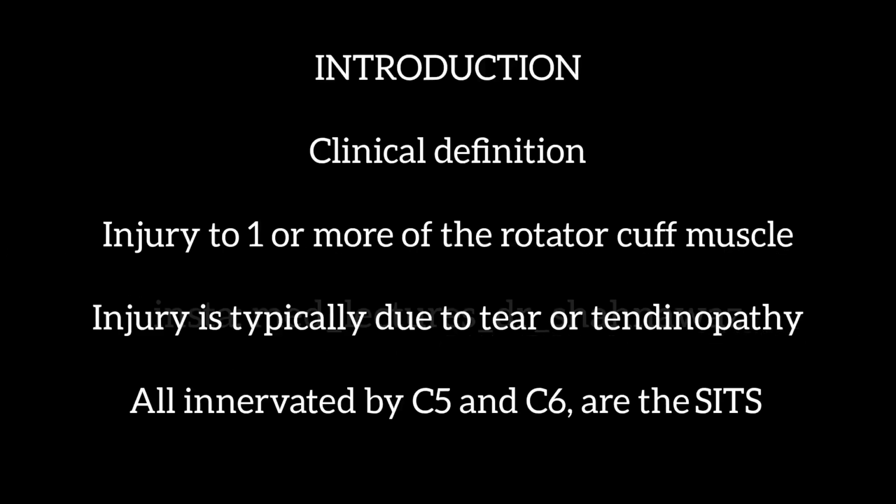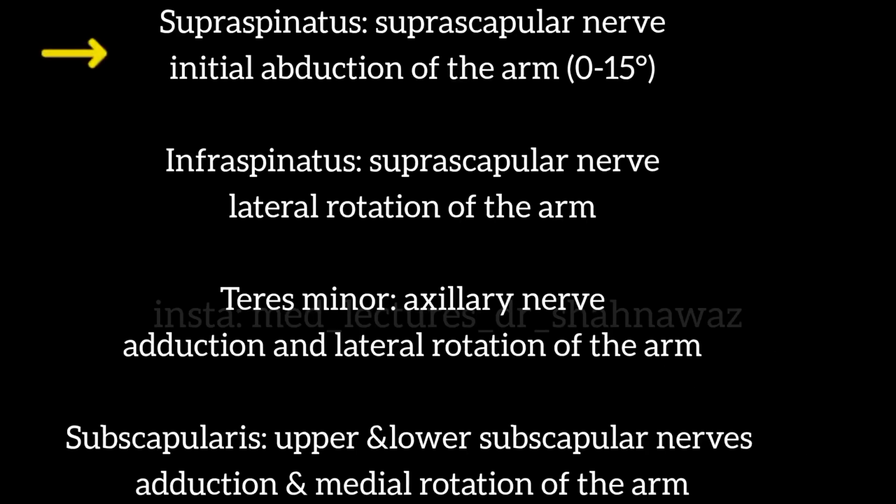First, we have to know what the rotator cuff muscles are. We memorize them with a mnemonic: the supraspinatus muscle, infraspinatus muscle, teres minor muscle, and the subscapularis muscle. So all these muscles make up the rotator cuff of the shoulder joint.